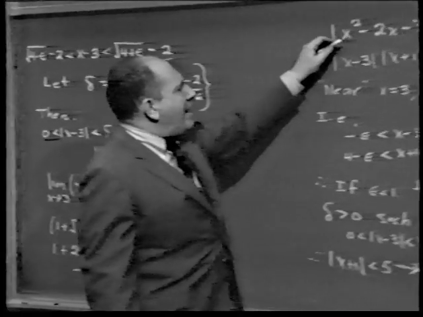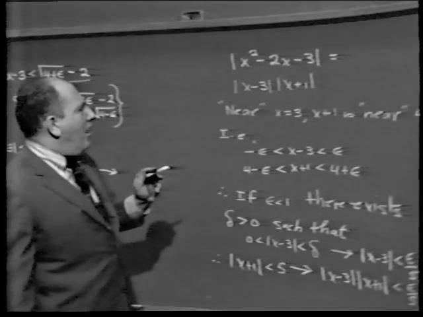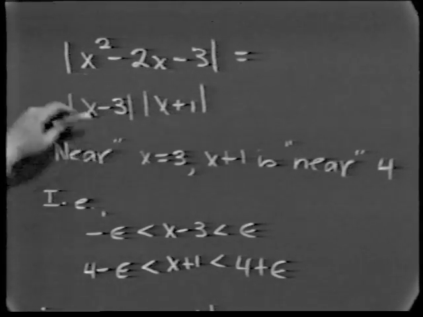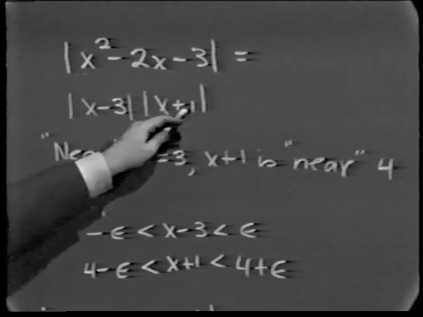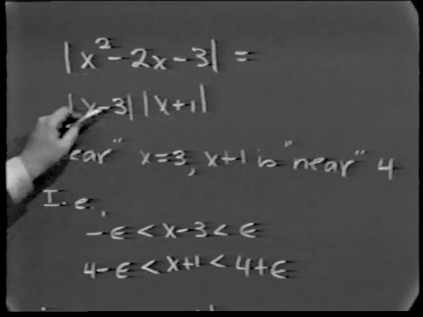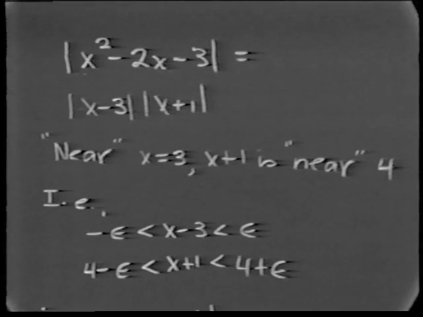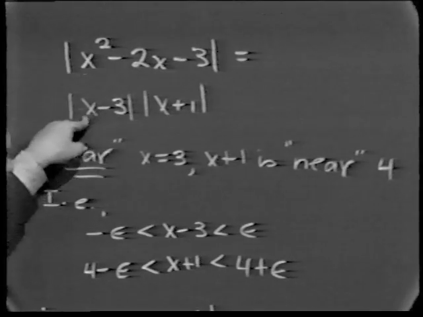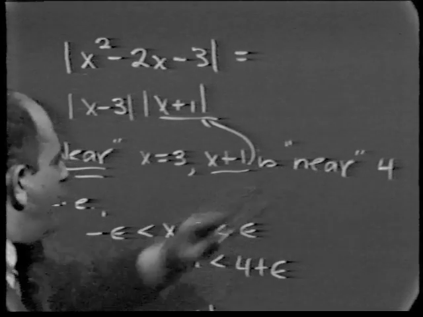See, another way of tackling how to make x squared minus 2x minus 3 smaller than epsilon is to use our properties of absolute values and to factor this. In other words, we know that x squared minus 2x minus 3 is x minus 3 times x plus 1. We know that the absolute value of a product is the product of the absolute values. So these two things here are synonyms. Then we know that near x equals 3, which we're interested in here, x plus 1 is near 4.